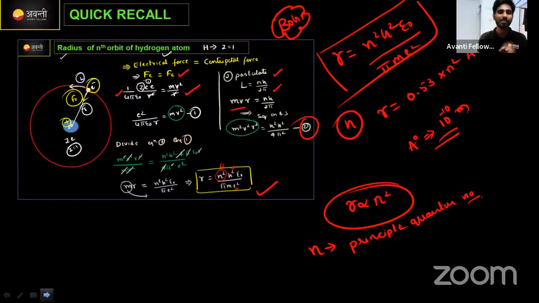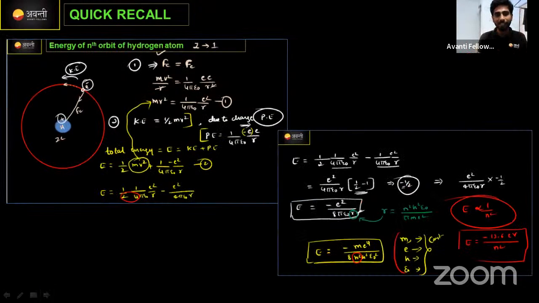And later on we discussed the energy of the nth orbit of a hydrogen atom. To discuss this one, the first condition we took was the same thing, that is, the electrical force which is necessary for making the electron revolve around the nucleus. Correct now? Right. Okay. And then the first point we took was mv square is equal to 1 by 4 pi epsilon into e square by r. This equation we got.